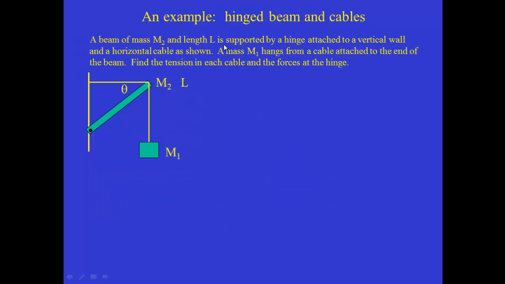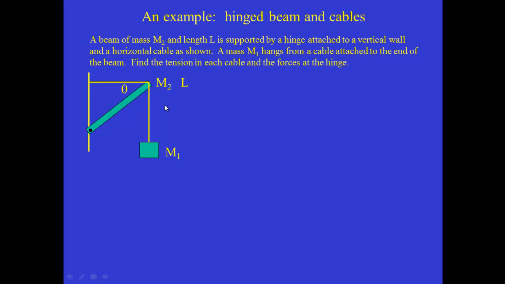So here is a rather simple example of a beam which is hinged on the bottom left-hand side, where that hinge is attached to a wall, and the beam is supported with a horizontal cable, and then there's a mass M1 that's supported by a cable that hangs from the upper right-hand edge of the beam. The beam itself has a mass M2, and the length L is not the length of the cable, but rather the length of the beam. And then this mass M1 hangs straight down. The beam itself is at an angle theta with respect to the horizontal.